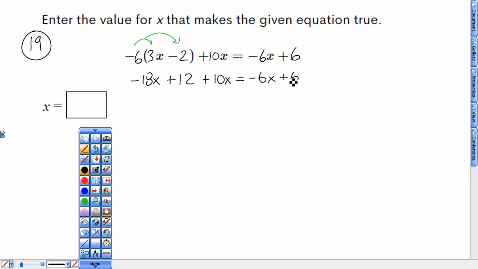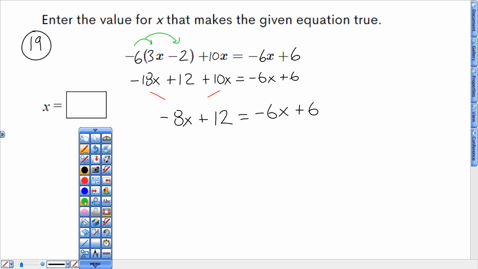And then right there, next, combine your like terms. Don't be doing any inverse operations yet. Don't do that. Combine like terms first. Get it to inverse operation variables on both sides. Look, this gives me -8x. Know your positive negatives. Use the tools if you need it. Plus that 12 still. -6x plus 6.